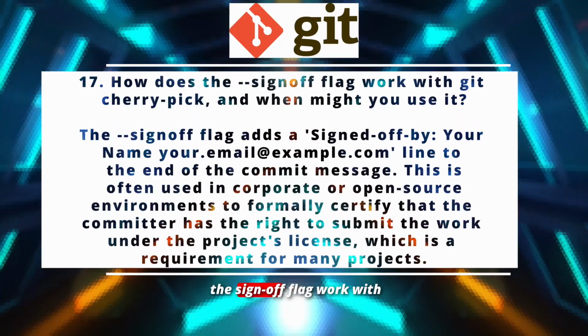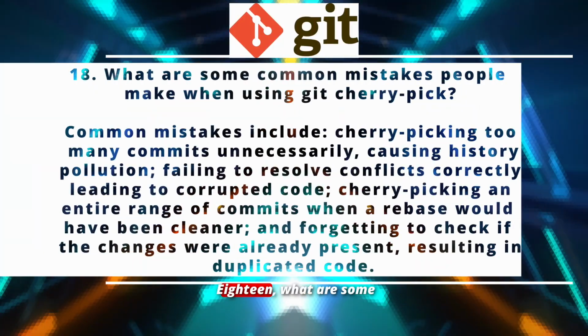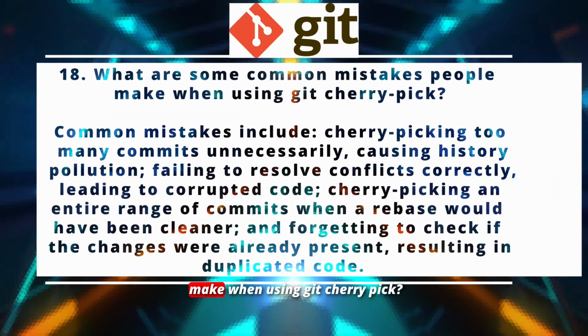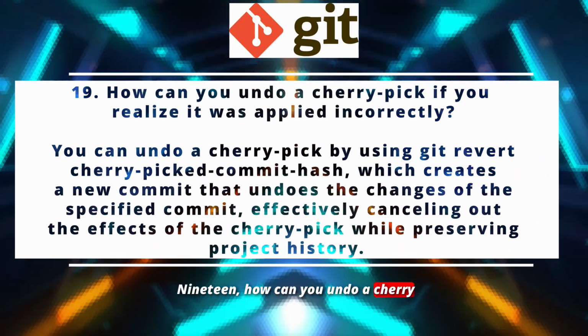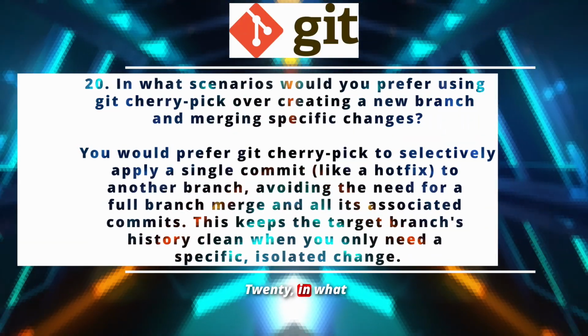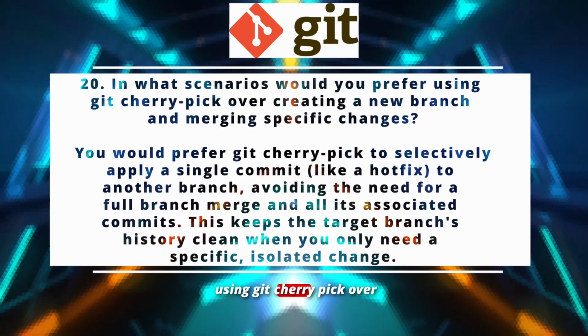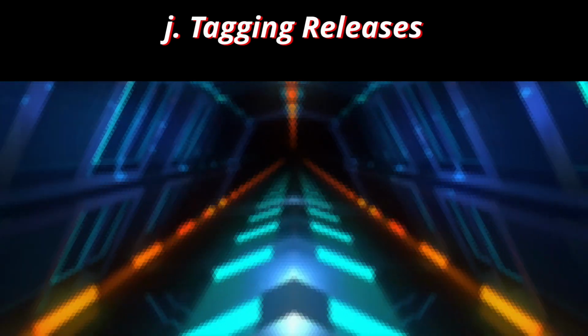17. How does the sign-off flag work with git cherry-pick, and when might you use it? 18. What are some common mistakes people make when using git cherry-pick? 19. How can you undo a cherry-pick if you realize it was applied incorrectly? 20. In what scenarios would you prefer using git cherry-pick over creating a new branch and merging specific changes?